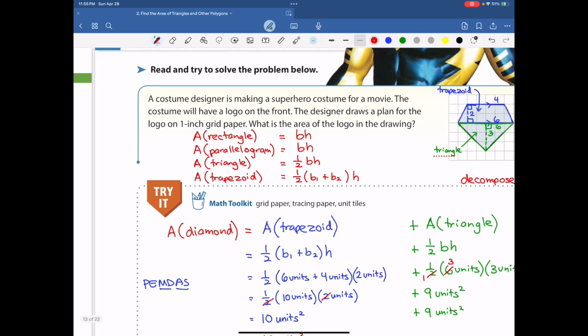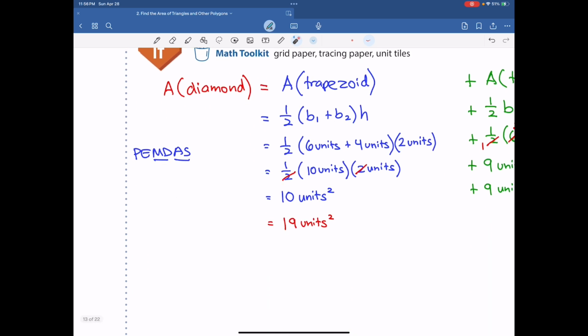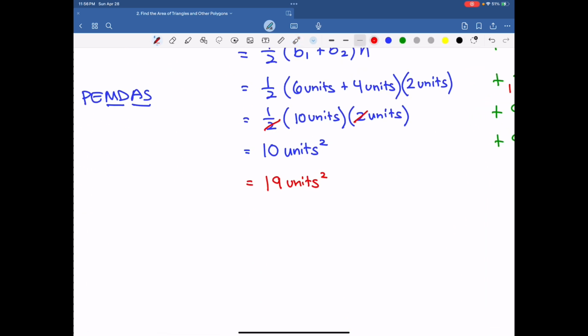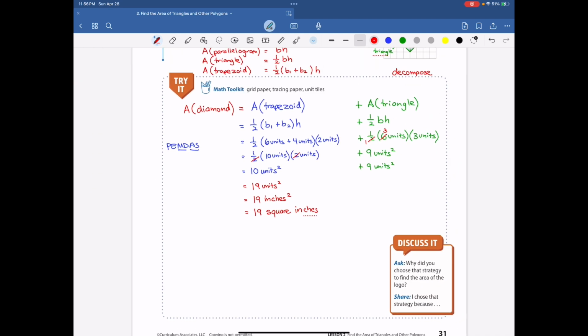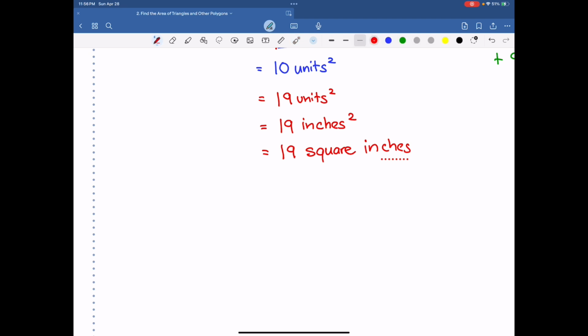And one thing that I noticed here is that for the units, we're actually using inches. So let me go ahead and make one change to this. Since we're using inches as their units, we can also write down 19 inches squared, or 19 square inches. So using a complete sentence, what is the area of the logo in the drawing? The area is 19 square inches.